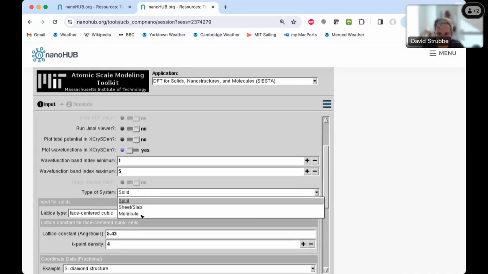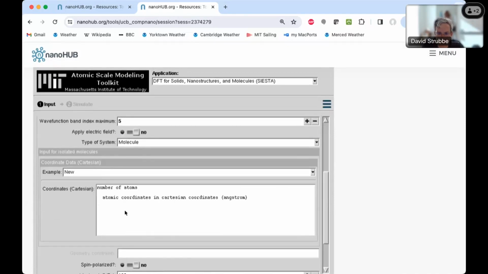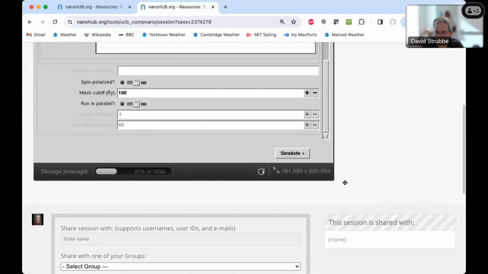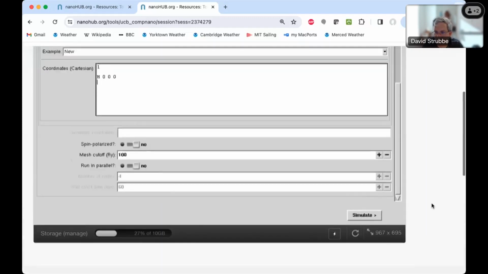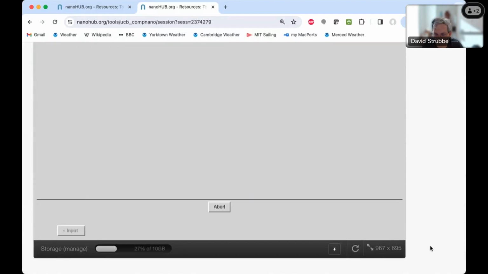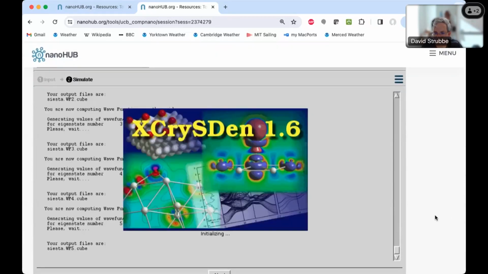We can go to molecule, and just going to type in some things here. You see it's a little prompt about what we need. So that's going to give us the hydrogen atom. And due to some slightly annoying things about the GUI that I don't fully understand, I need to try to make this a little bit bigger to get everything to work. And here we go, it's computing.